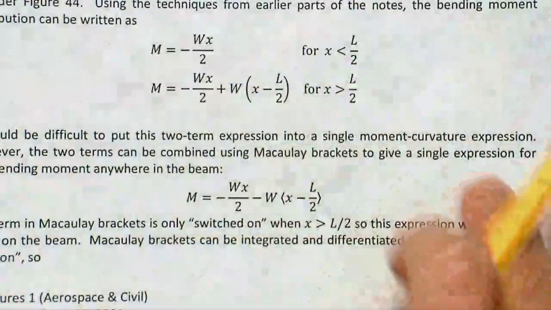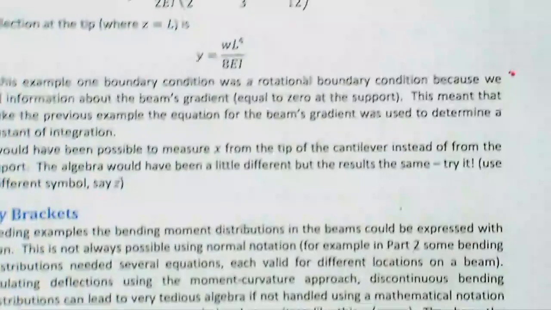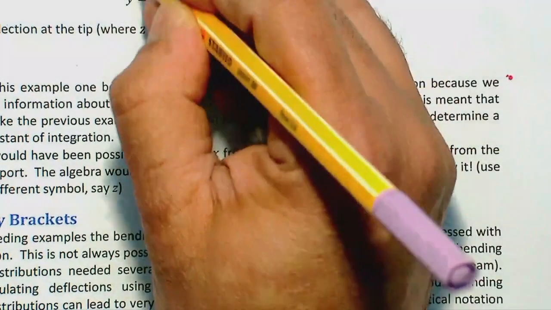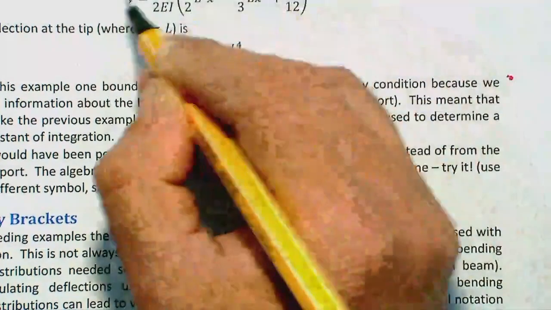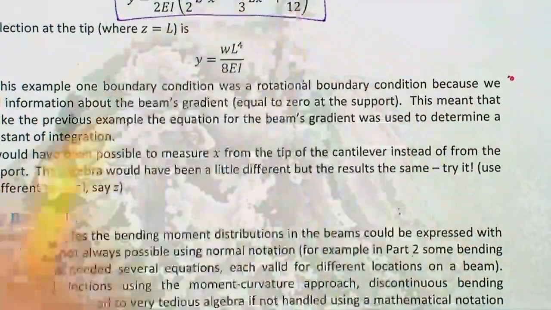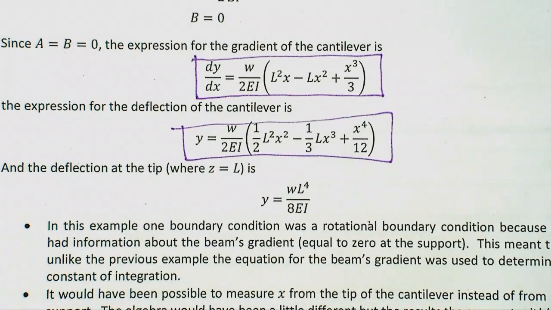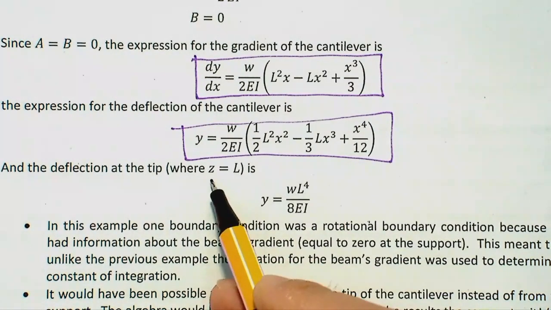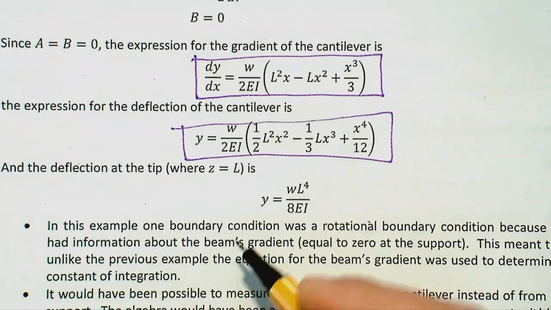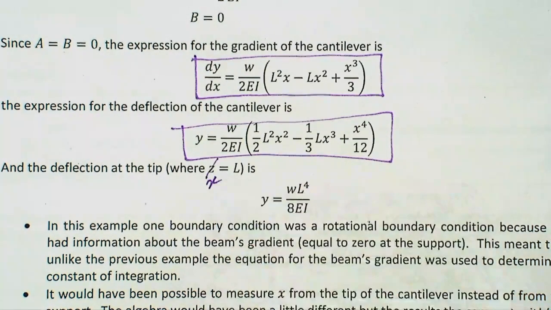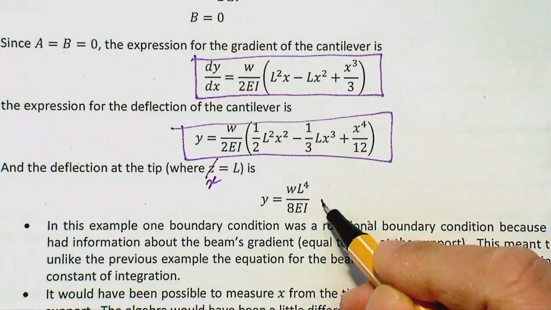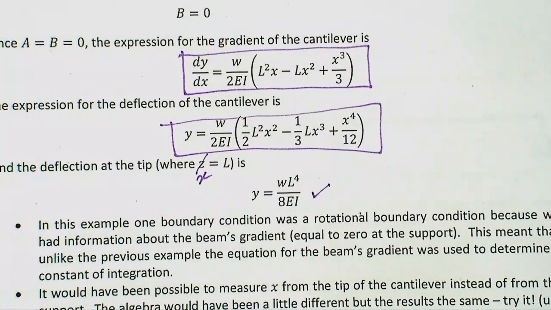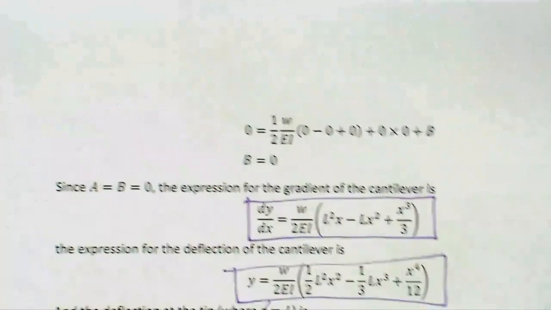So if you do that, and with a bit of simplification, you get the expression of slope as this, and the expression of deflection as that. And you can find out that the maximum deflection would occur at x equal to L. So at x equal to L would be the maximum deflection, which is W L to the power 4 over 8 EI.